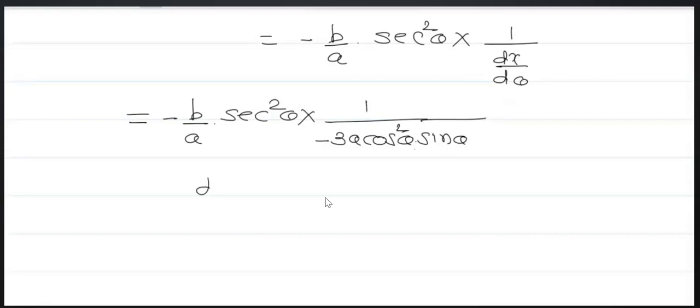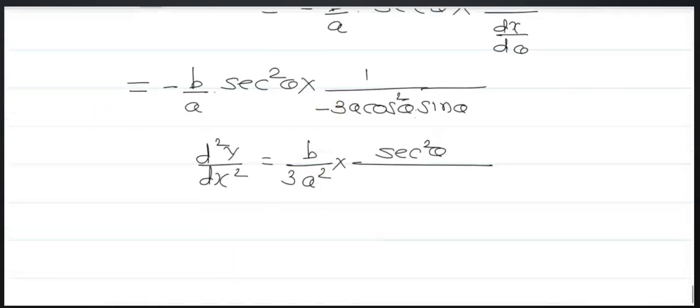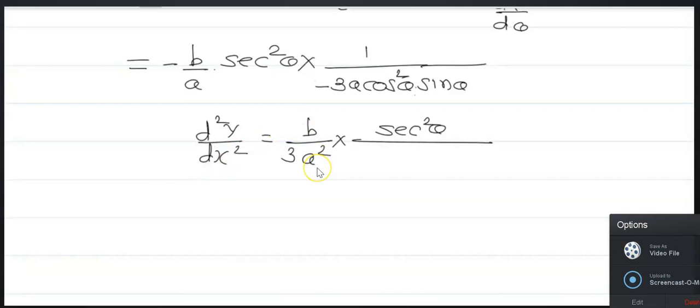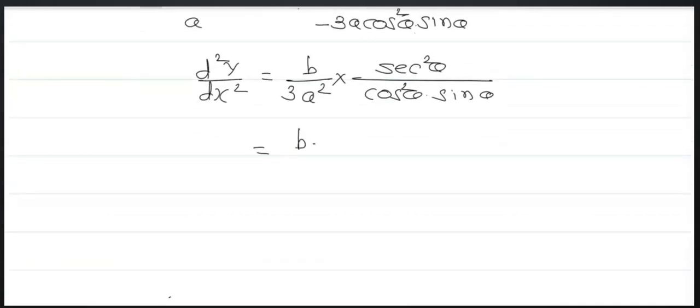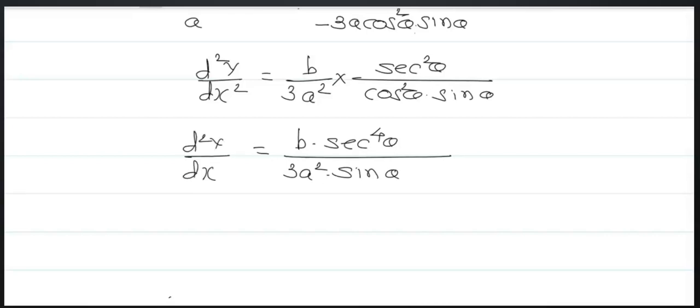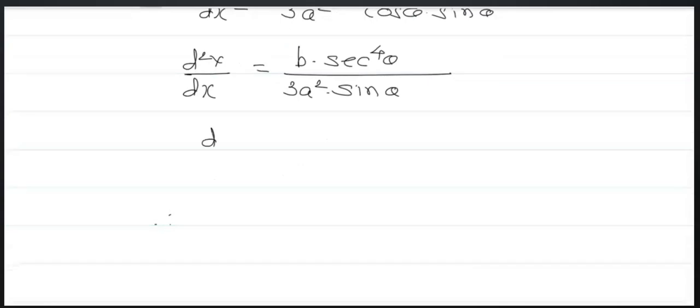Now simplify this. That is d2y by dx square is equal to minus b, this minus minus will become plus, that is b upon 3a square, sec square theta upon cos square theta into sine theta. Therefore, d2y by dx square is equal to b sec raised to 4 theta upon 3a square into sine theta. This is d2y by dx square.